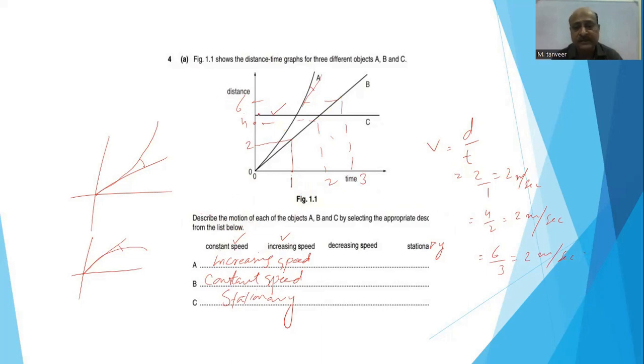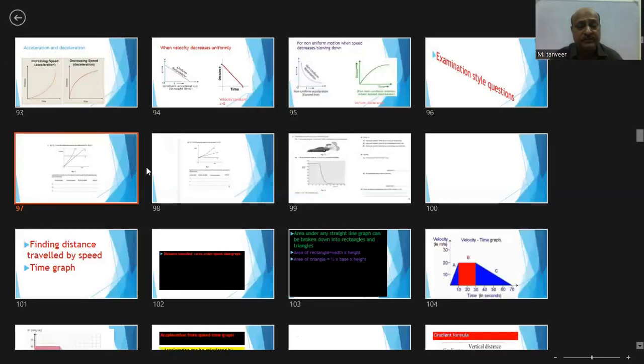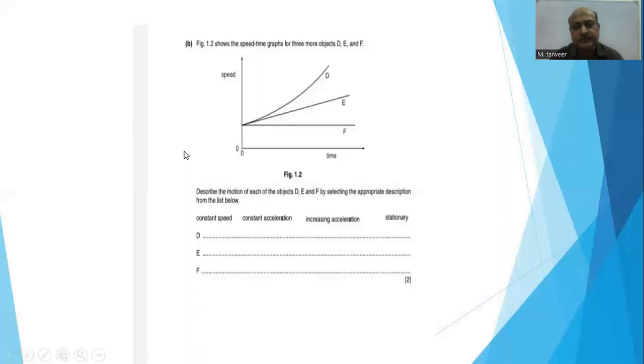And this is C, that is stationary. So this question is completed. Next. The figure shows speed-time graphs for 3 more objects D, E, F. Describe the speed-time graph now. Same objects, but now you have to discuss the speed-time graph.